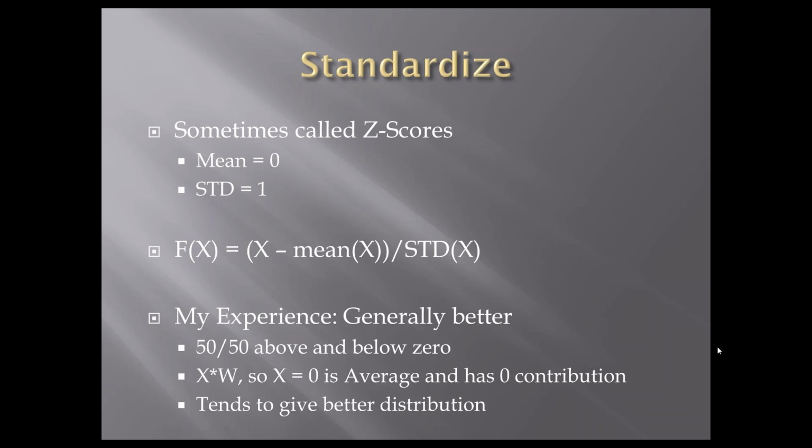The other portion to consider here is that you're multiplying x by w. So if x is 0, then the average has a contribution of 0 to your output. This means that your neural network doesn't really need to modify the bias values to compensate for this balance point of your network. And again, this tends to give better distributions overall.